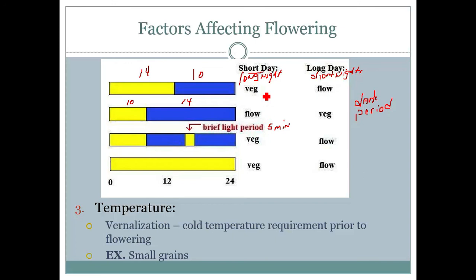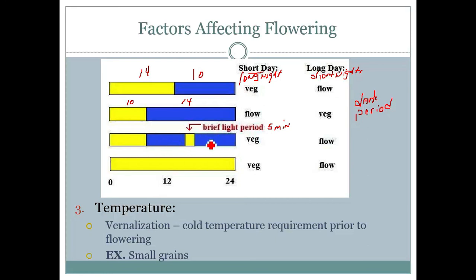So when I say it stays vegetative, it means it doesn't flower. It's always going to be vegetated until it's stimulated to flower by the light period. And so if you take this short day, long night plant, it's looking for a long night. You can see it's not getting one.